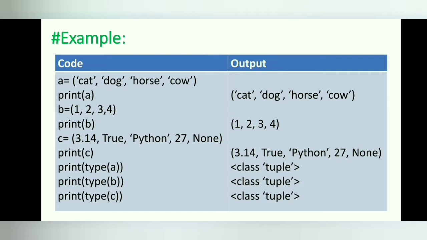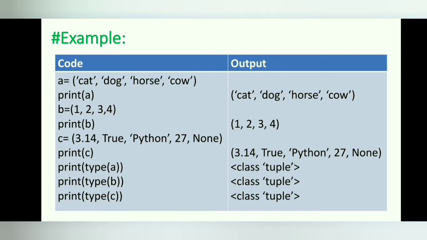Similarly, a tuple containing integer type values 1, 2, 3, 4 is assigned to the variable b. The following print statement print b will display the tuple 1, 2, 3, 4. In the next statement, a tuple containing different data types values, 3.14 a float data type, true a boolean type, Python a string type, 27 an integer type, and none a non-data type, is assigned to the variable c. The following print statement print c will display the tuple 3.14, true, Python, 27, none.